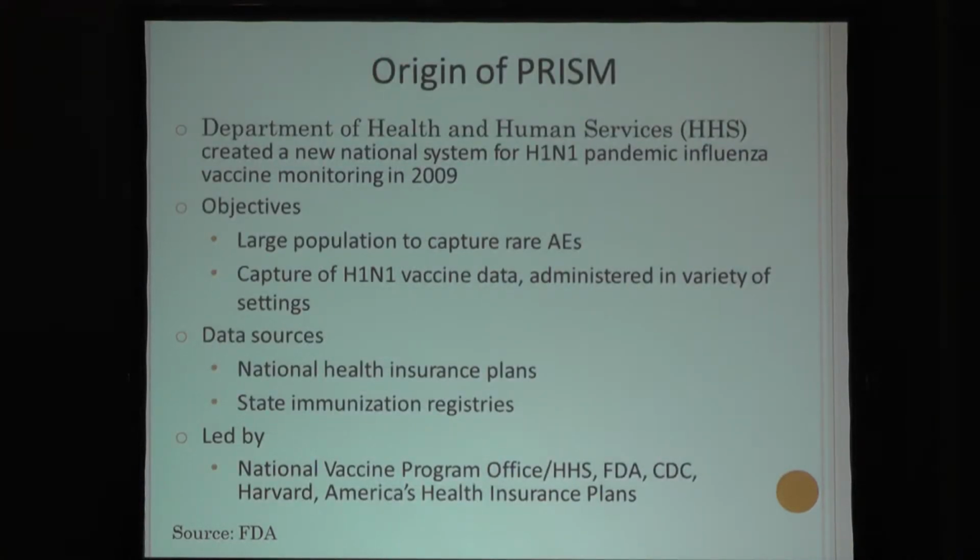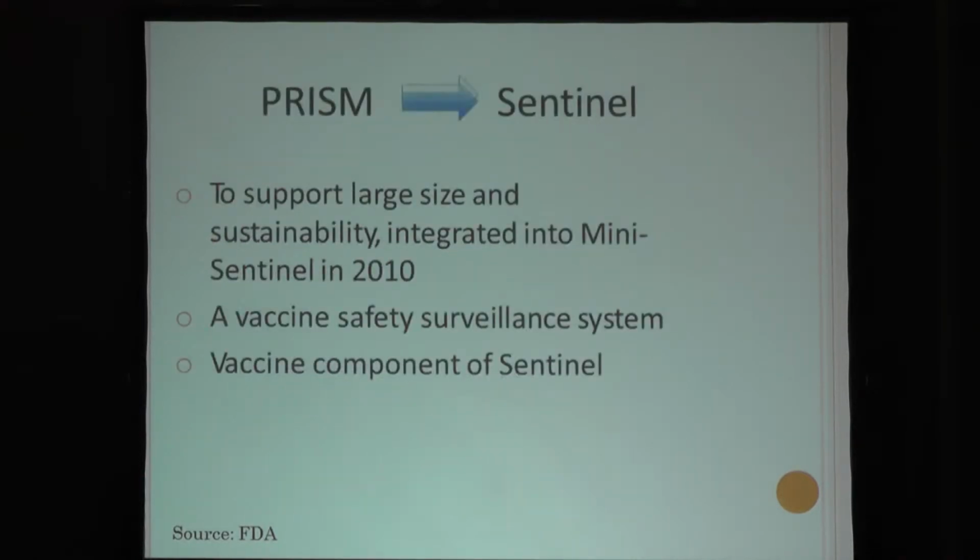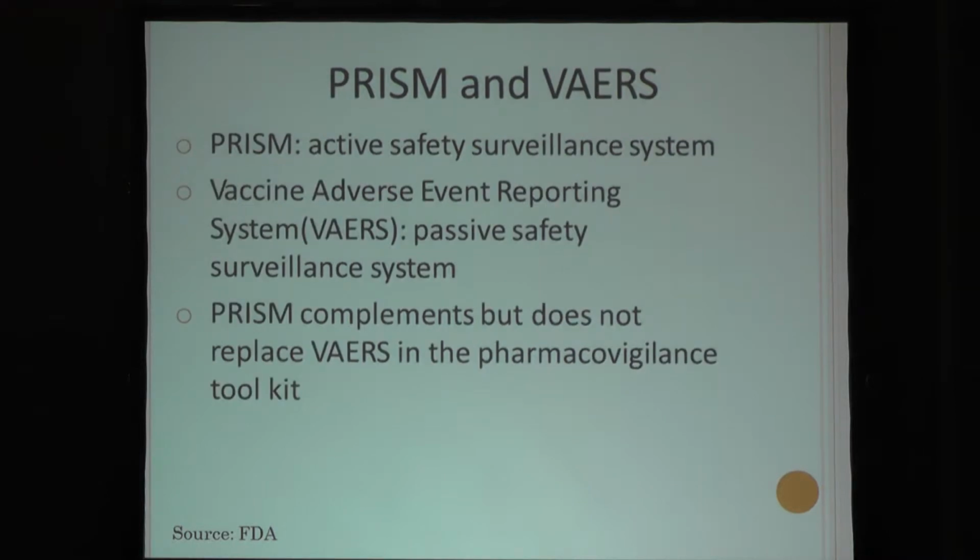Originally, PRISM was created by the Department of Health and Human Services in the US, called HHS. The purpose was to establish a new national system for H1N1 pandemic influenza vaccine monitoring. That was in 2009. At that time the objective was focused on the H1N1 vaccine, but they wanted to capture rare events.